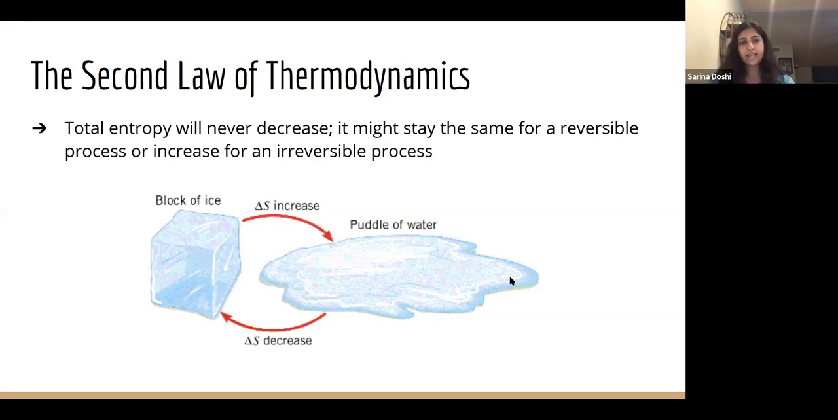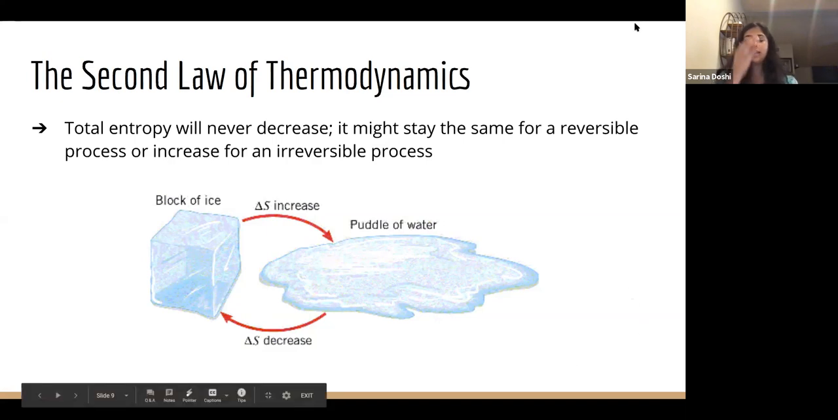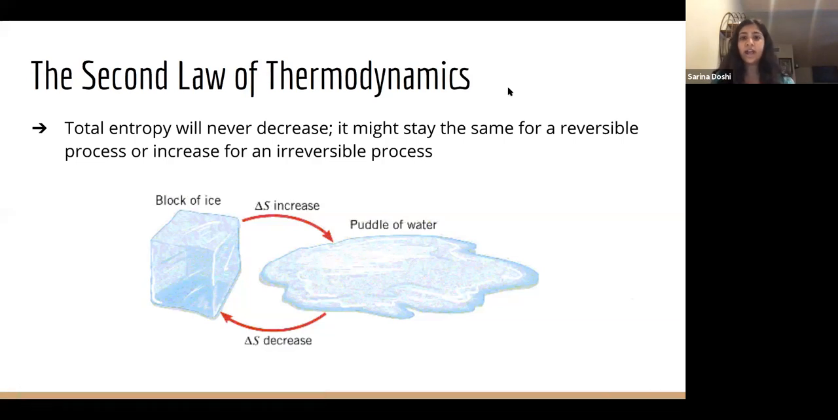The reason for that is a block of ice, if you picture all the molecules, they're tightly packed together. That is not as disordered as a puddle of water, where all the molecules are more spread out and they move a lot more freely. So a puddle of water is more disorderly, and for that reason, it is more favorable.